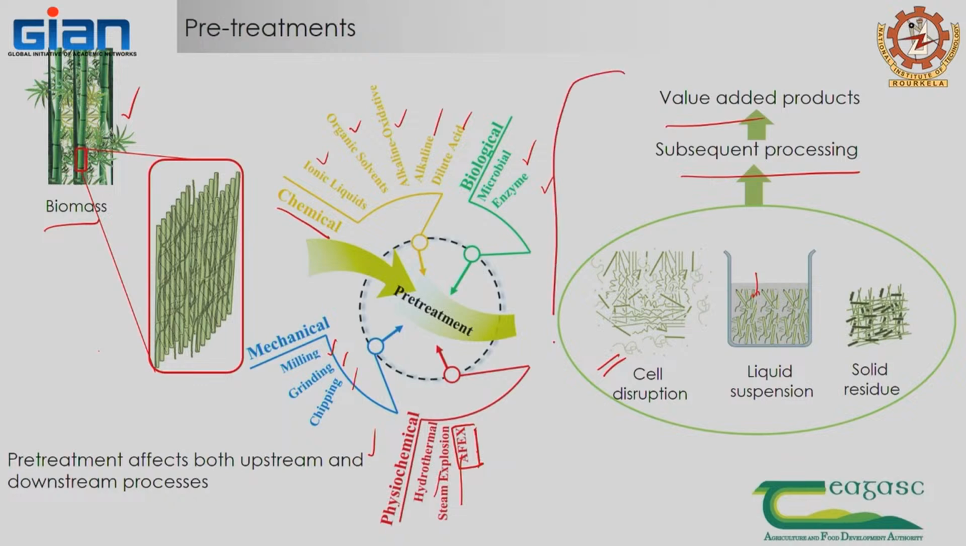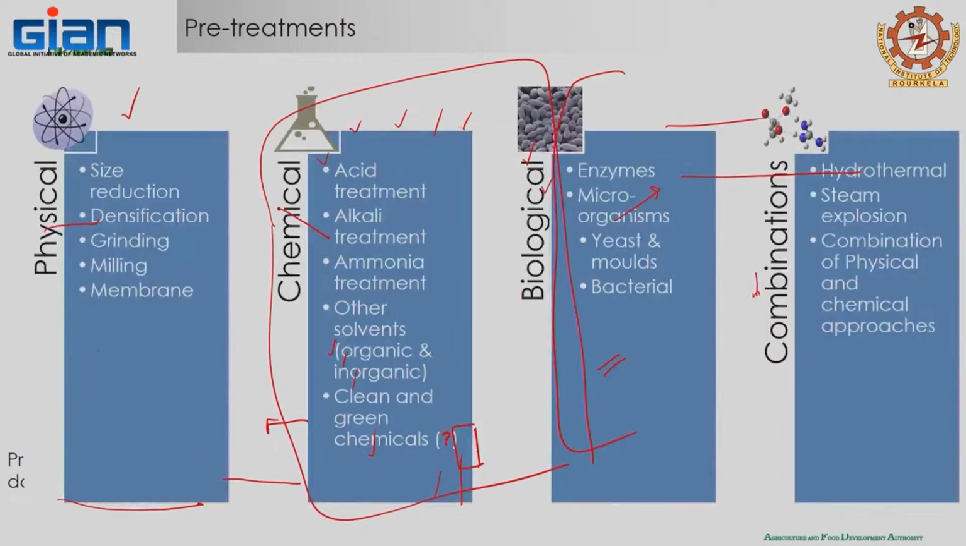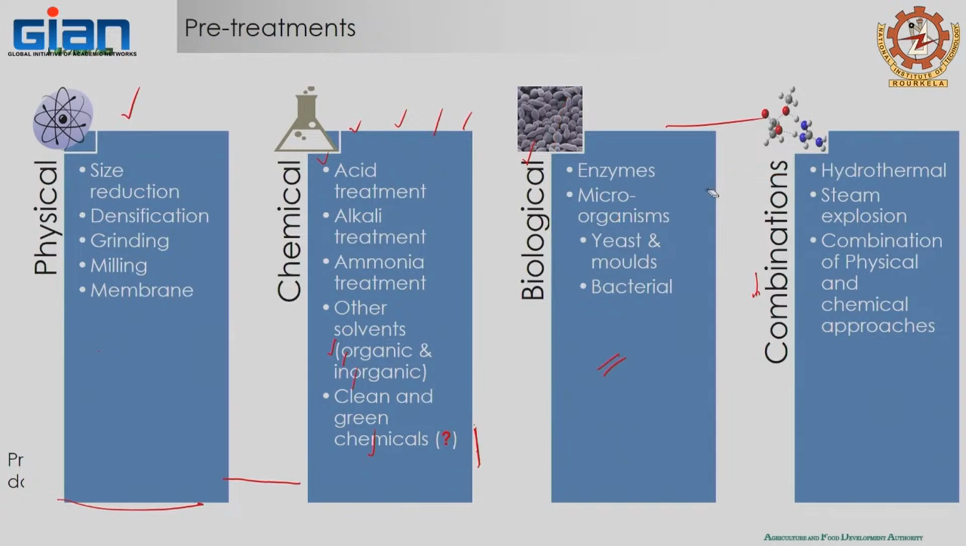So this is your extraction system, this is your pre-treatment, and whatever pre-treatment we apply affects both upstream and downstream processing. Downstream processing is this one, upstream will be this way. That means whatever residues you are getting disturb that. So now you see all these methods listed out in a clear sense. What will be the best pre-treatment, or what will be a new pre-treatment?